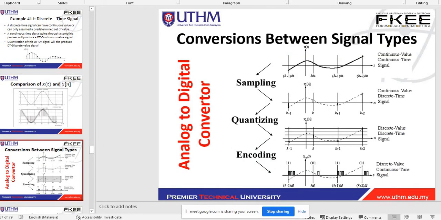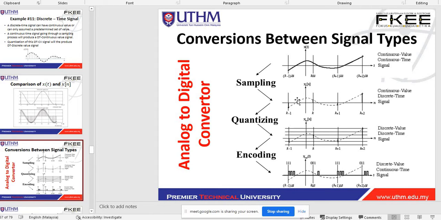This is the one that I told you just now for analog to digital, the so-called analog to digital converter. First of all, you have the analog signal x(t), where this analog signal is continuous value and continuous time. Then you need to pass through a sampling. Sampling is you take a sample. You want to sample at which period. For example, I take the sample at every 1 second, so 0, 1, 2, 3. Every increment is 1. So 0, 1, 2, 3, 4, 5, 6, 7, 8, 9, 10.